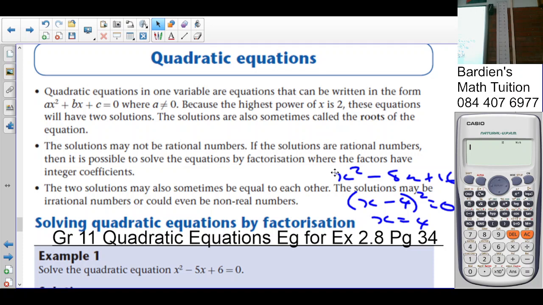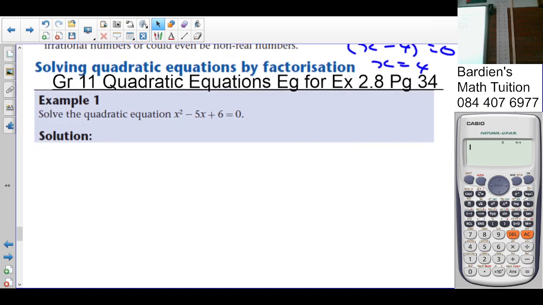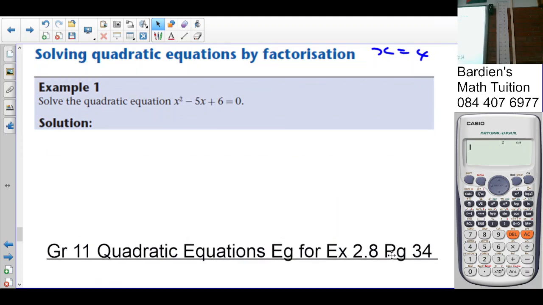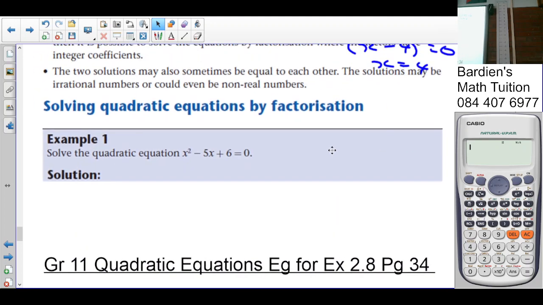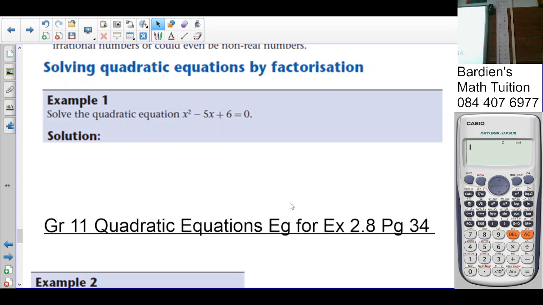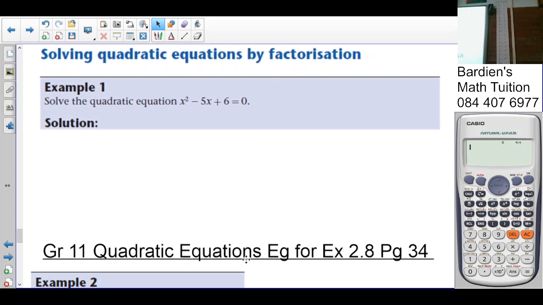Later on we'll talk about whether roots are irrational. Okay. Solving quadratic equations by factorization. So let's go with this quickly. This is example 1 on page 32.